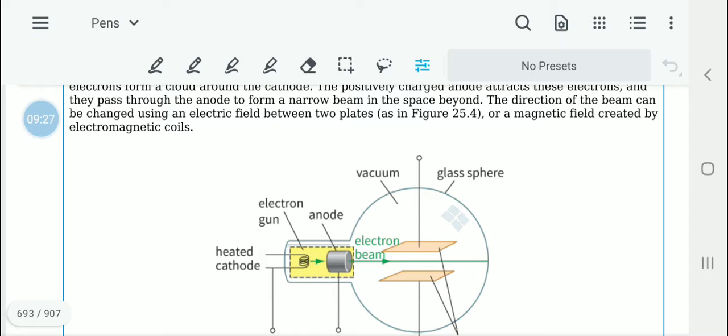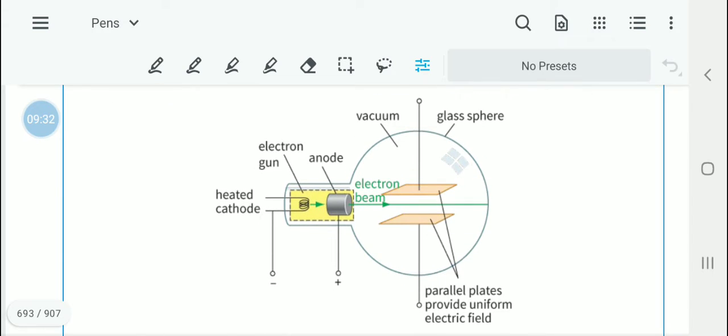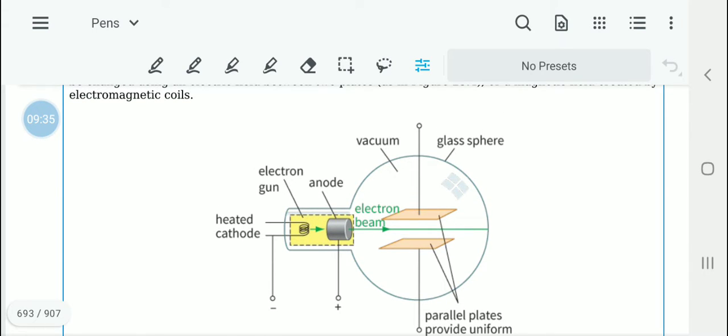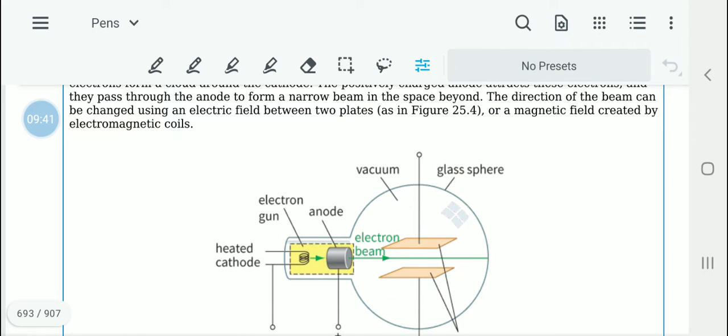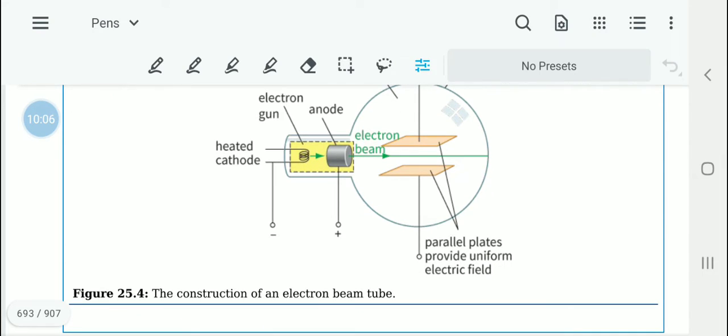Now, when they go through the anode, they produce a single electron beam. A narrow beam goes into the space beyond that. We can change the direction of the beam by using an electric field between two plates. Or else we can use electromagnetic coils, and using the electromagnetic fields we can create a change in that.